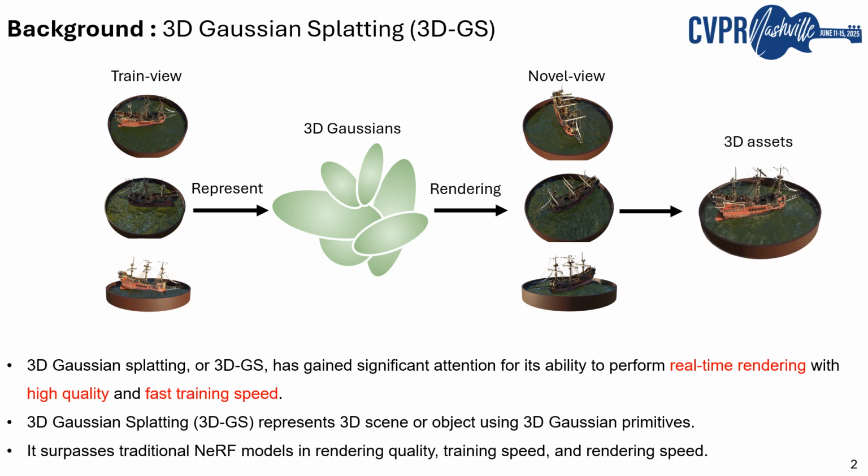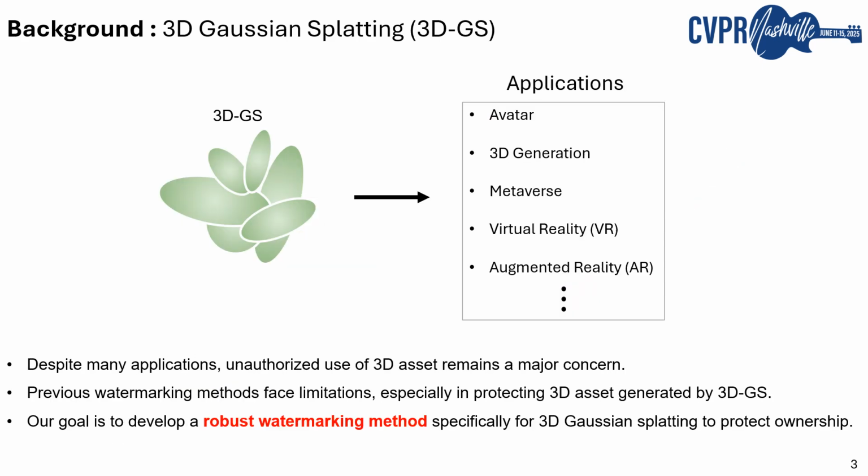3D Gaussian splatting represents a 3D scene or object using 3D Gaussian primitives. This explicit representation enables real-time rendering and high rendering quality. Since rendering quality, training speed, and real-time rendering performance are ahead of previous radiance field models, 3D Gaussian splatting has become mainstream in radiance field research.